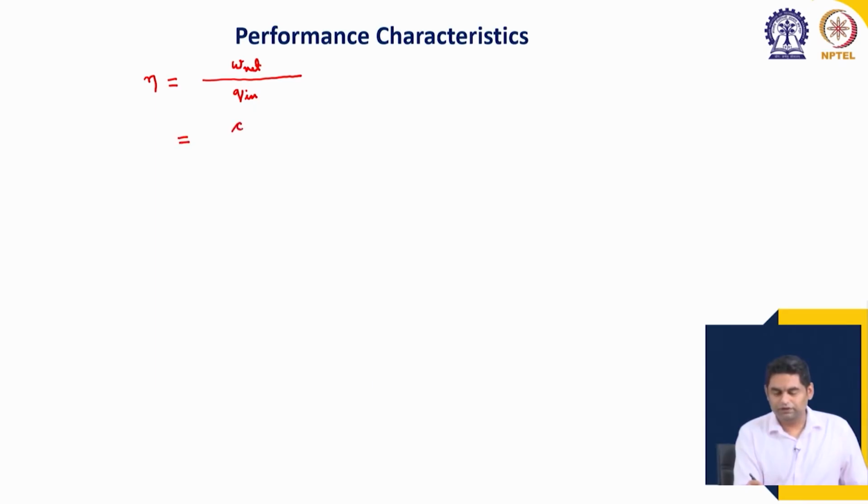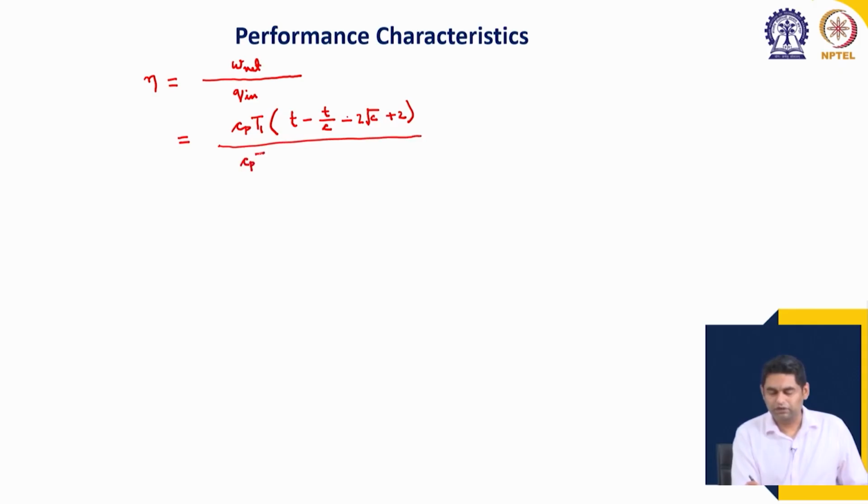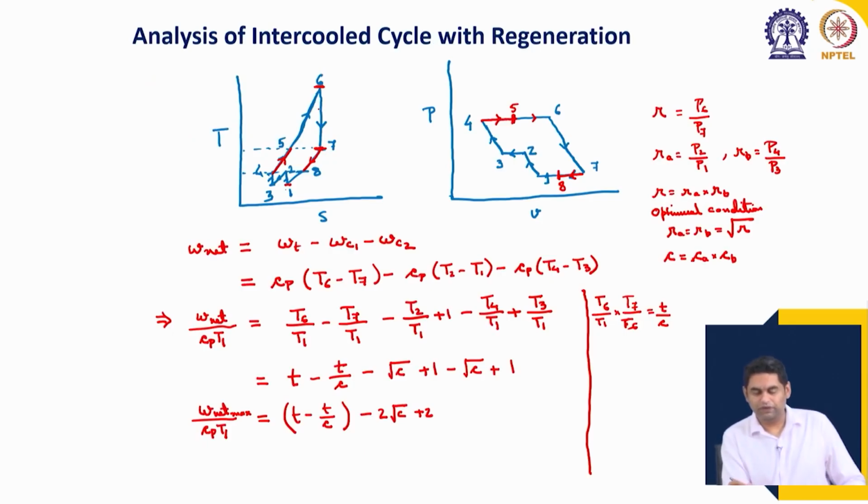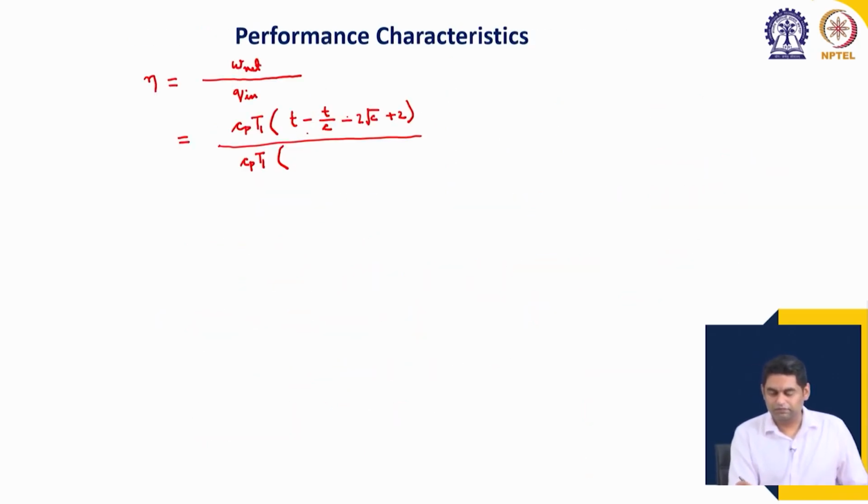W net itself is Cp T1 multiplied by what we have derived in the previous slide, T minus T by C minus 2 root C plus 2, and Q in we can write again by taking out this T1. So, Cp T1, remember what it is: T6 minus T5. So, T6 by T1 minus T5 by T1.